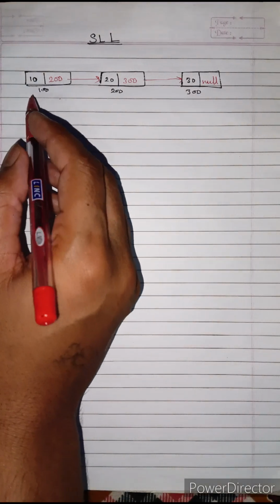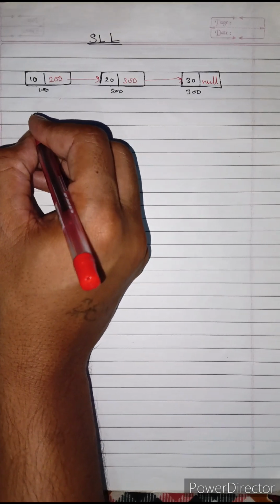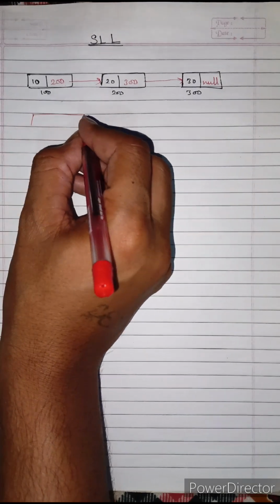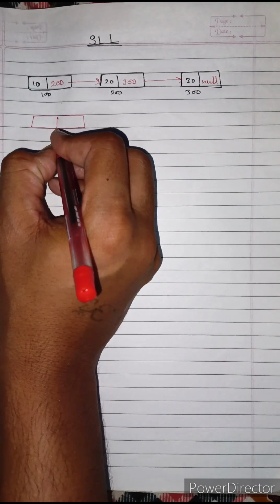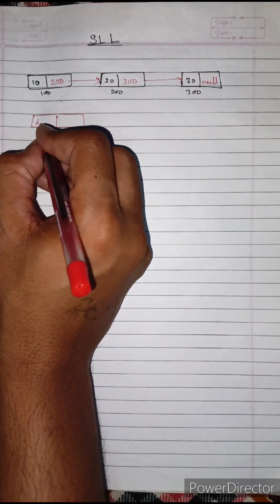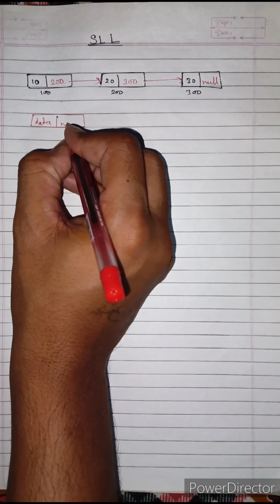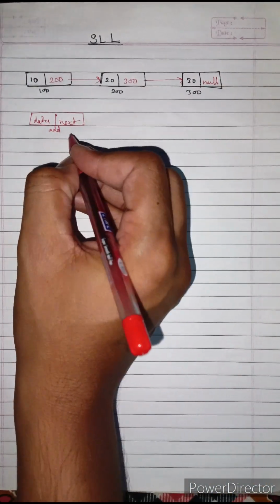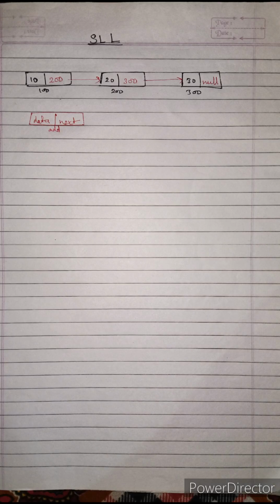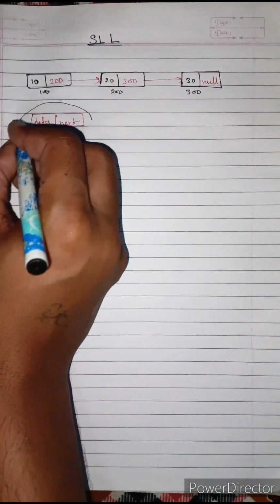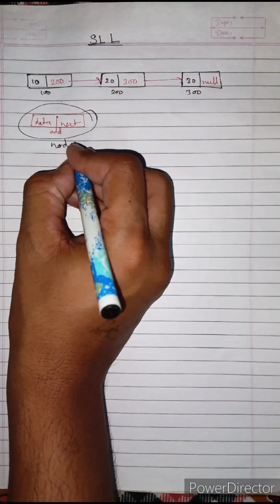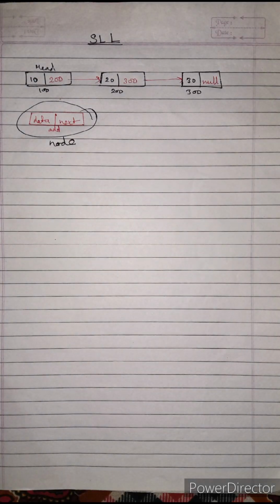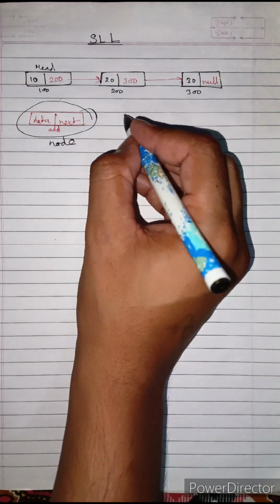You can see how these nodes are connected to each other. Let me explain. What is a node? Each node contains two values. First it stores the data, and second it stores the address of the next node, and it has some address of its own. This is called a node, and the first node is called the head.